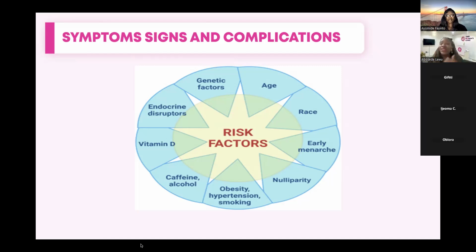Nobody knows, but we know that it can be genetic. In some families, their moms had fibroids, their aunties have fibroids, their sisters have. So they're kind of genetically predisposed. Age also plays a very critical role.